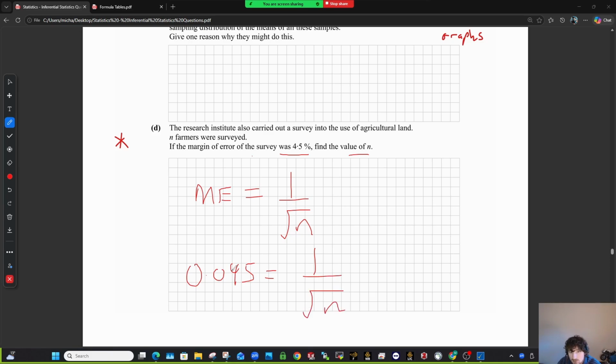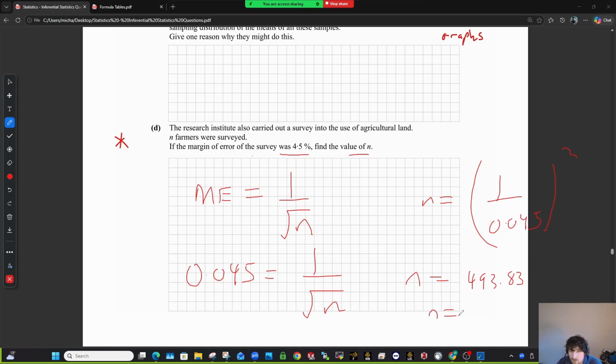Some very simple maths here. Bring this up, bring this down. Root n equals 1 over 0.45, and then just square both sides, and then you'll get your n. So n here will equal, I'm going to type it in. I'm getting n to be 493.83, and they don't tell us if it's meant to be at least this or at most this.